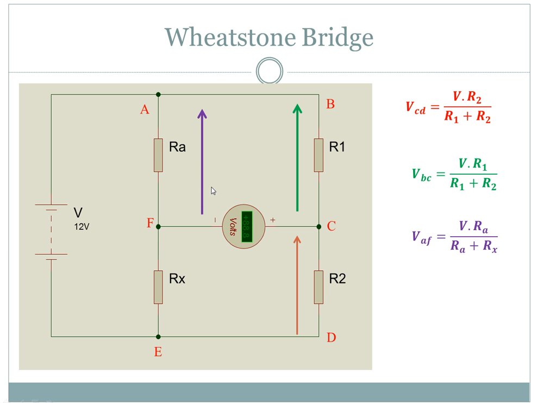Similarly, the voltage from A to F is the voltage V divided by the total resistance, which gives the current, then multiplied by the resistance Ra. And finally, the voltage EF or FE is equal to the voltage V divided by the total resistance Ra plus Rx, multiplied by Rx.